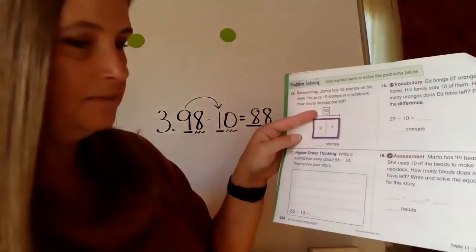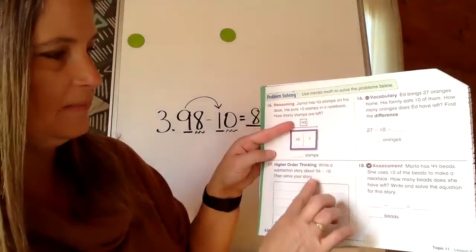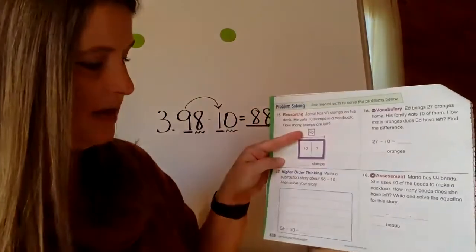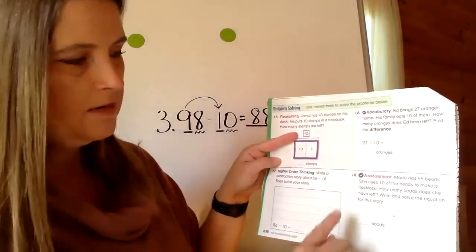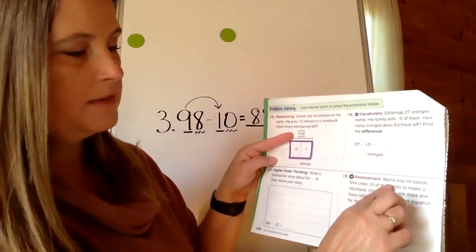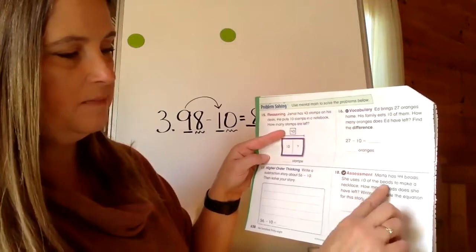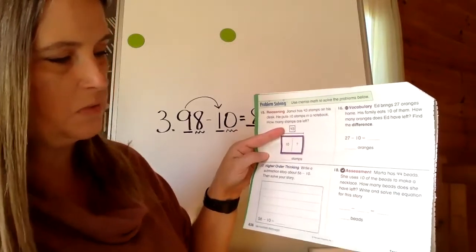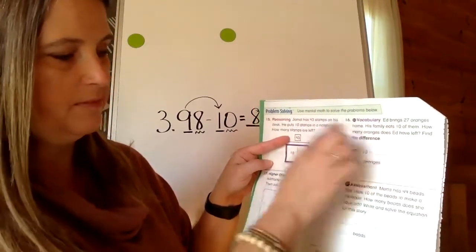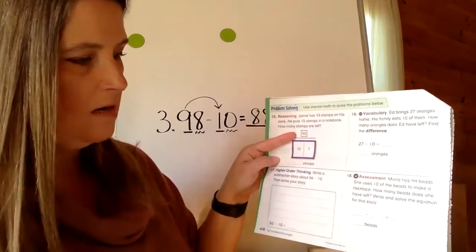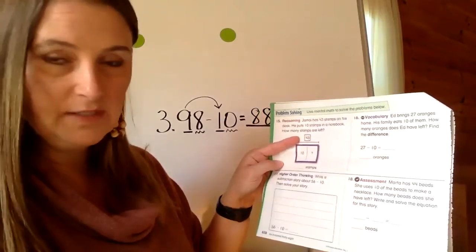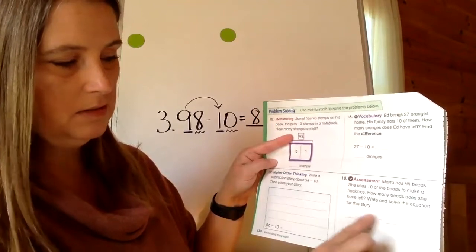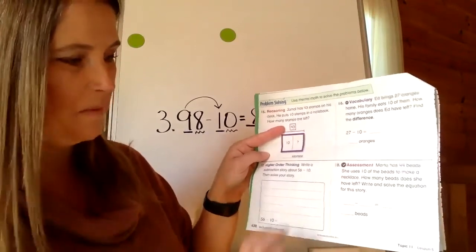Okay, number 17, it says write a subtraction story about 56 minus 10. These are subtraction stories up here. Make up your own using 56 and 10. Okay, and then solve it and tell me what your answer is. Number 18 says, Marta has 44 beads. She uses 10 of the beads to make a necklace. How many beads does she have left? Write and solve the equation for this story. Okay, so they have a story problem. There's 3 examples of story problems there for you, so you should be able to write one here. Be sure in your story problem that you ask a question, okay? Their question, how many beads does she have left? You're going to write and solve the equation for that story problem and then put your answer in the label. Okay, good luck.